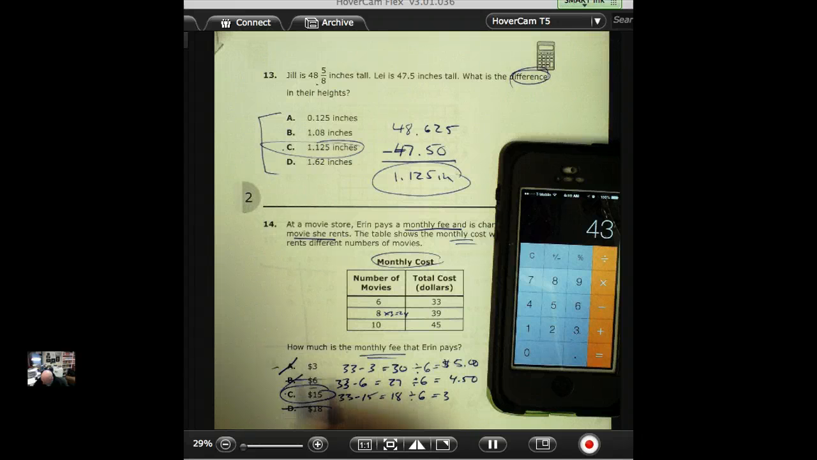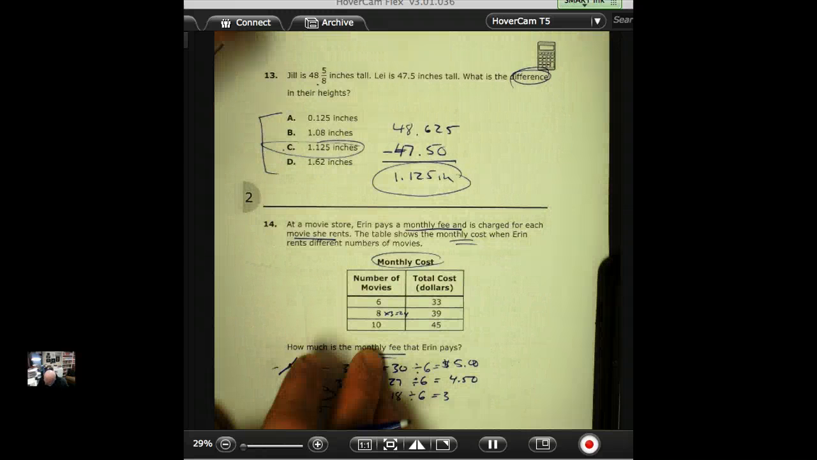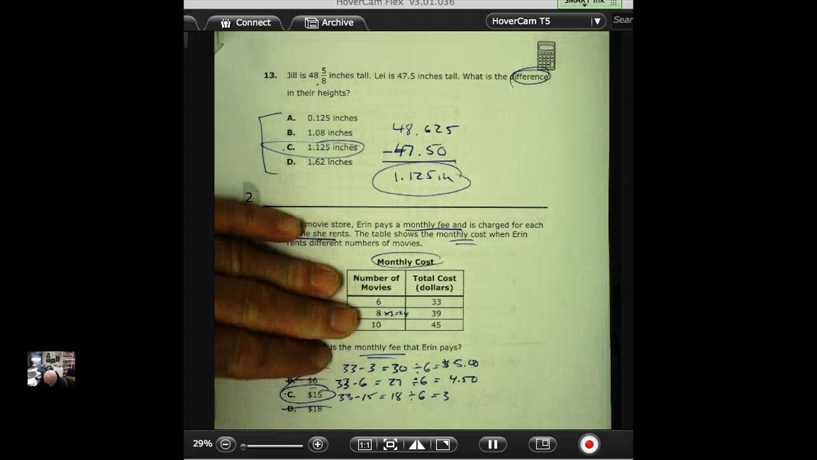So the only example that works is paying $15, and you could backtrack and check that too, but I want to keep the film rolling here. All right, tough problem. Next one.